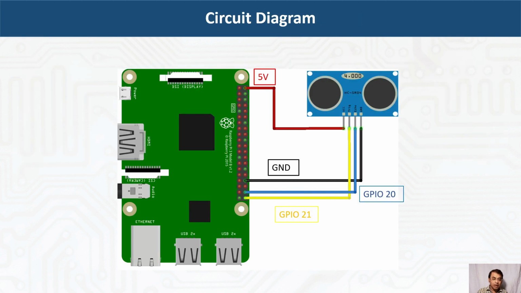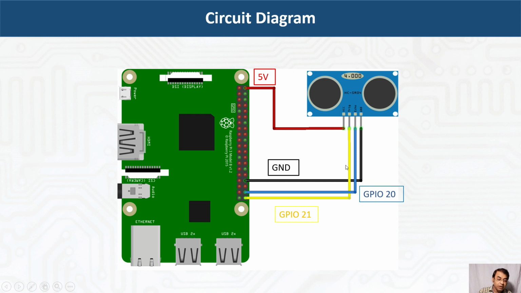This is the circuit diagram. As you can see from the presentation, this is the ultrasound sensor and this is the Raspberry Pi. I have connected the ultrasound sensor to this Raspberry Pi. In the ultrasound sensor, there are 4 pins. Number 1 is VCC, number 2 is trigger, number 3 is echo, and number 4 is ground.